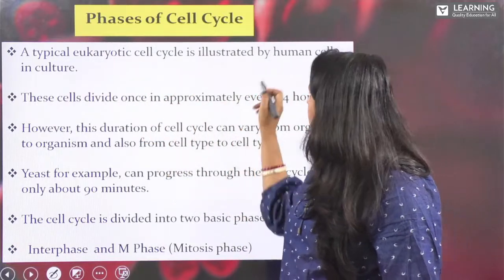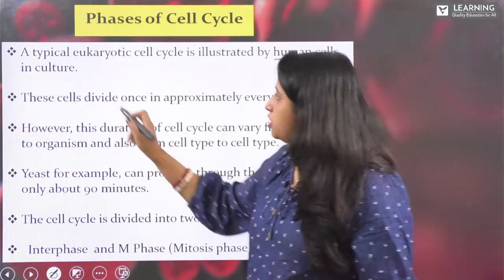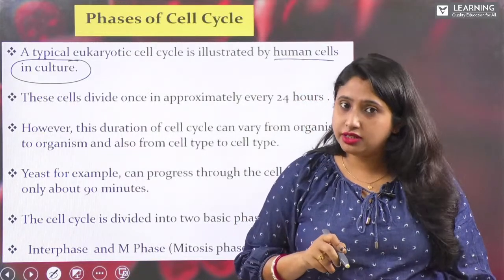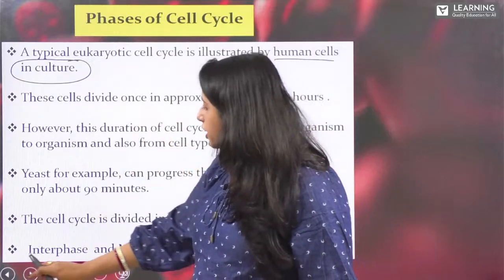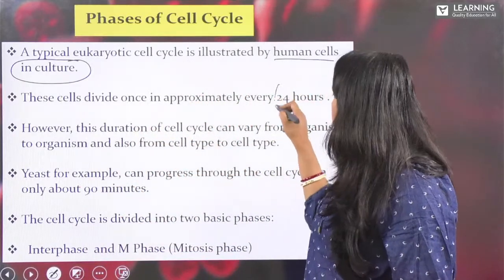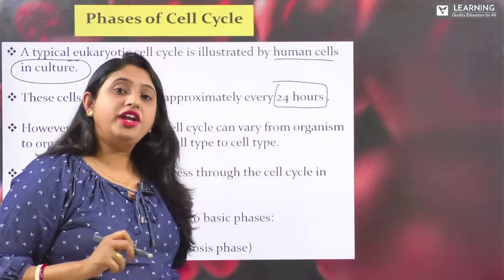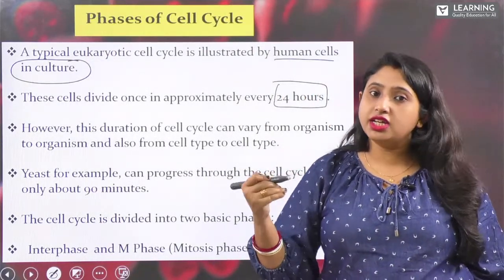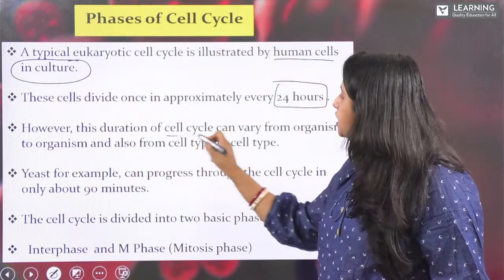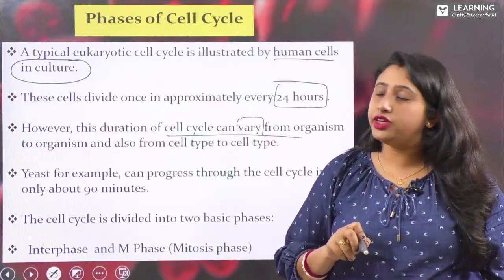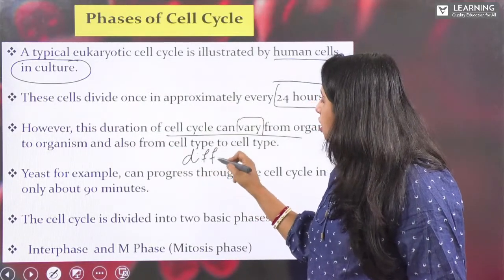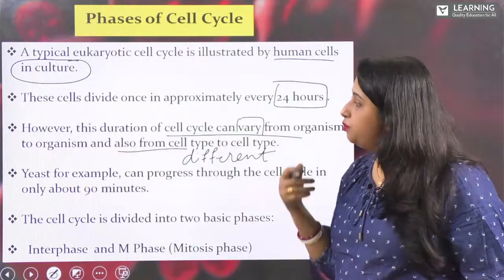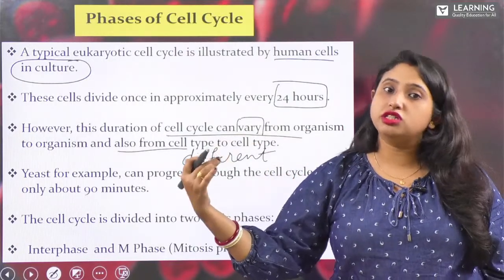Next, let's see that a eukaryotic cell is illustrated by a human cell in culture. The scientists have cultured human cells, and from that they found how the cell divides. In the case of a human cell, it takes 24 hours. That is, the cell cycle takes 24 hours. However, the duration of the cell cycle varies. It is different in other living organisms.